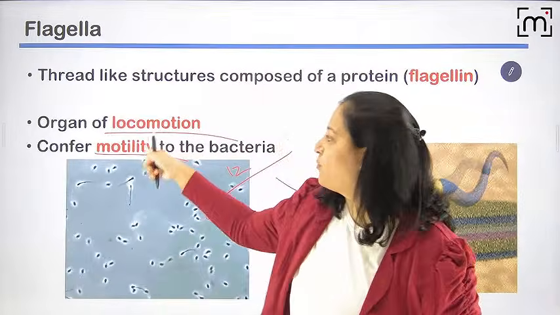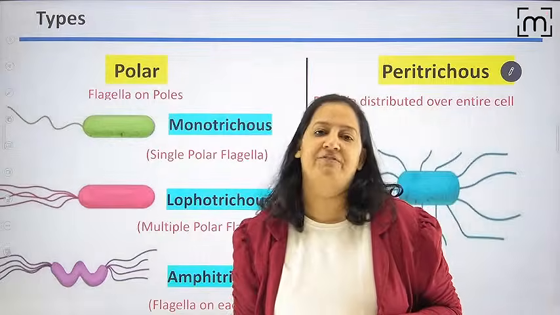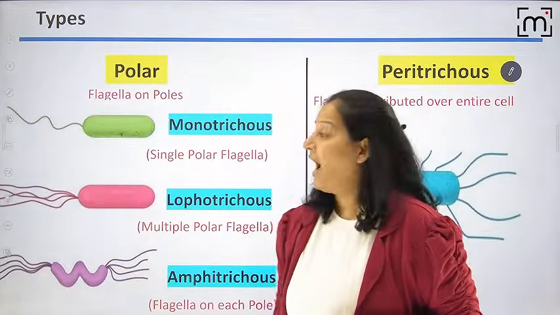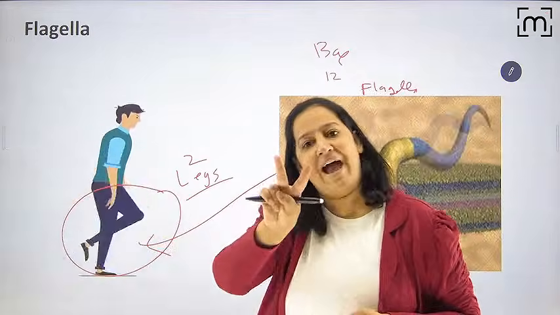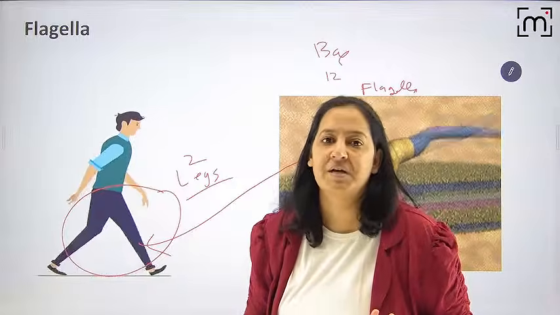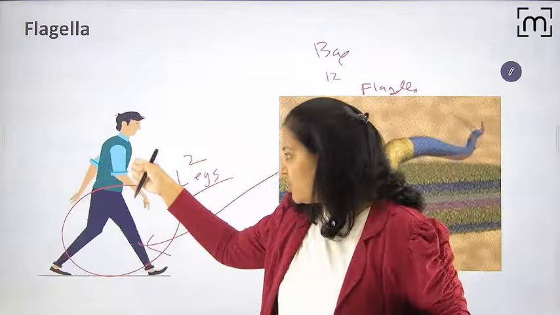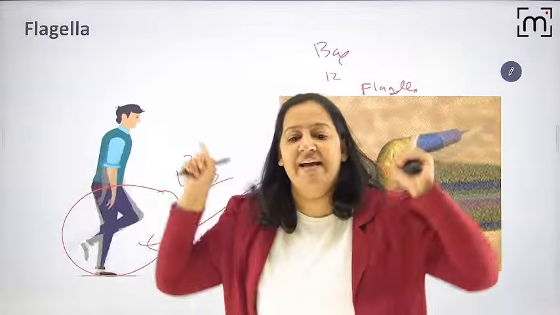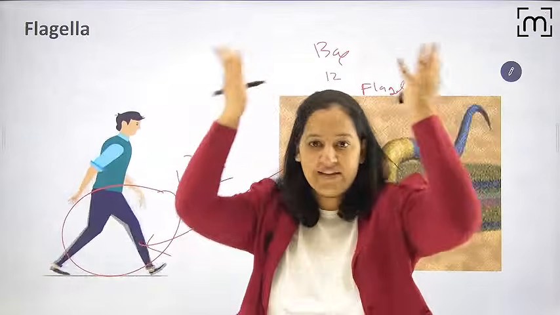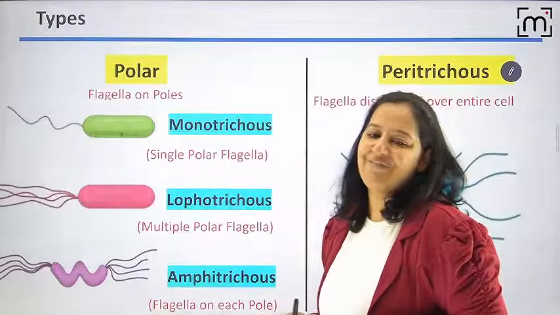Flagella is the organ of locomotion or motility. Let me come on the types of flagella. There are 2 types of flagella. I told you God has given humans only 2 legs, but the number of flagella is not fixed. They can have any number, not 2 legs, many legs. The location is also fixed on the lower side of the body for us. We don't have legs here, but bacteria can have legs anywhere. So that is the classification of the flagella.